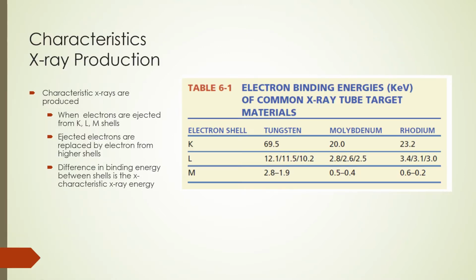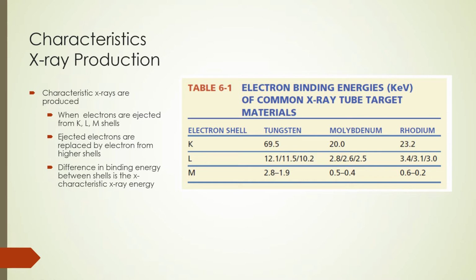On this slide, we have a table of the binding energies of various target materials. Tungsten is the material most used for X-ray imaging. Molybdenum and rhodium are used for mammography imaging, with molybdenum being the most common. With digital detectors, tungsten is also becoming the target of choice in mammography. We will talk more about this when we get to the lecture on mammography.